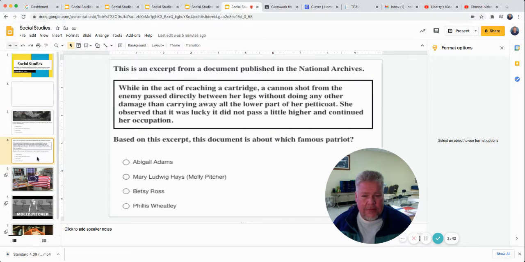The second question from the standard is this. This is an excerpt from a document published at the National Archives. While in the act of reaching a cartridge, a cannon shot from the enemy passed directly between her legs without doing any other damage than carrying away the lower part of her petticoat. She observed that it was lucky it did not pass a little higher and continued her occupation. Based on this excerpt, this document is about which famous patriot? So which one of these women helped with cannons? It talks about cannons. Of course, it's Molly Pitcher, Mary Ludwig Hayes.